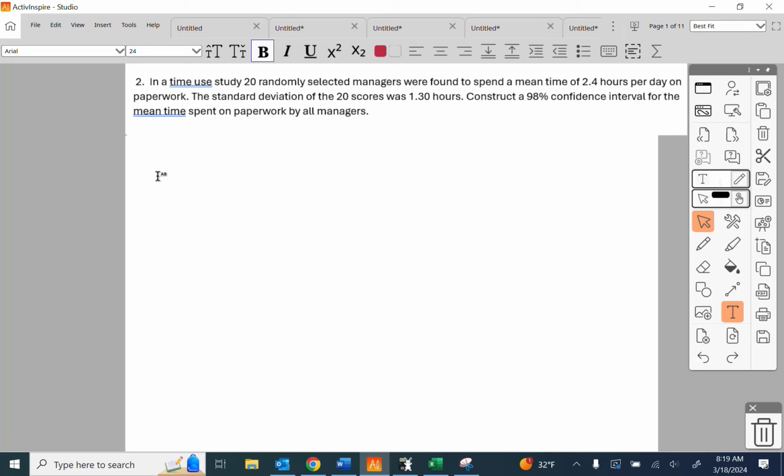So homework 11.5. Now, as I do these, I think about the bell curve. That's what I do. I think about the bell curve.